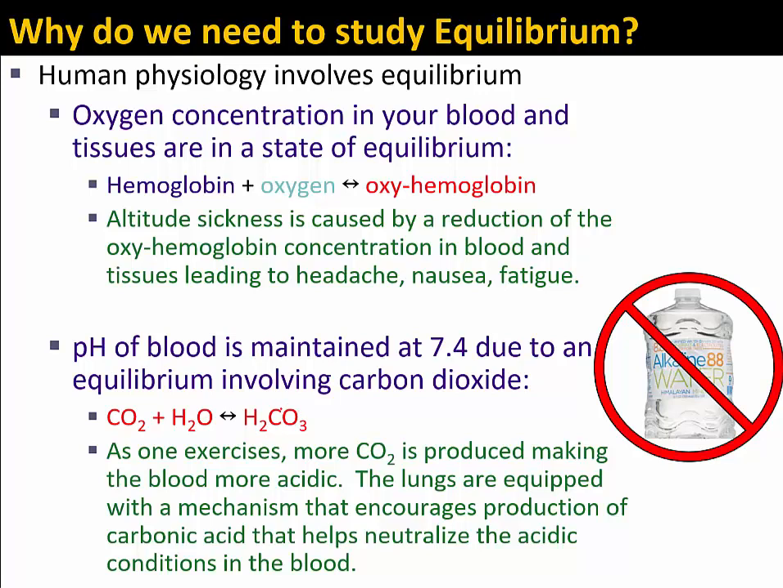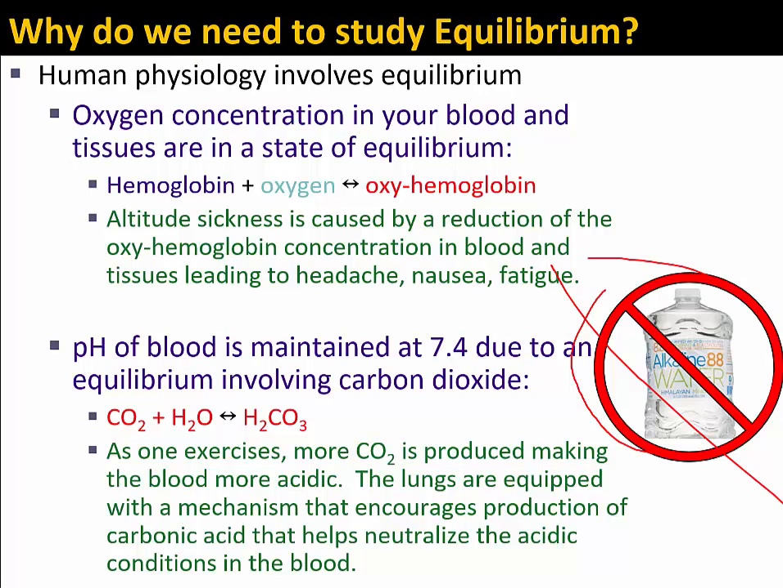As one exercises, more CO2 is produced, making the blood more acidic. Your lungs are equipped with a mechanism that encourages the production of carbonic acid that helps neutralize the acidic condition in the blood. So all this stuff about buying alkaline water at 8.8 pH or what have you is just a load of nonsense. Your body spends a great deal of effort to keep your blood pH and your physiological pH within a very narrow range. Drinking some mildly basic water isn't going to do anything to it. If you're outside of that physiological pH range, you've got a severe problem and you're probably going to be dead.